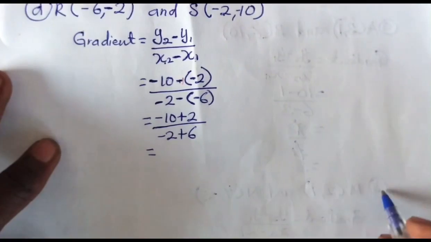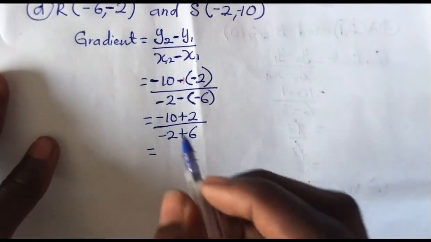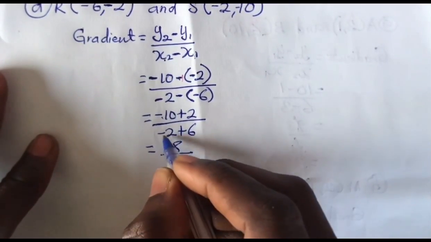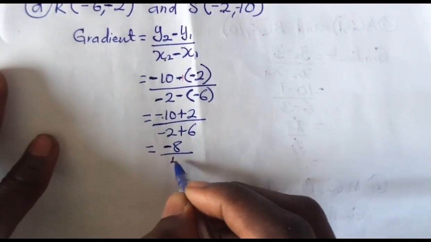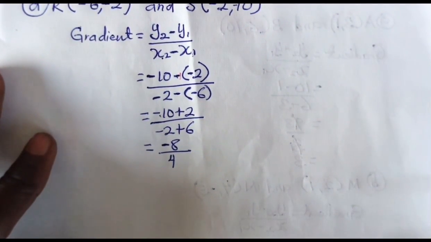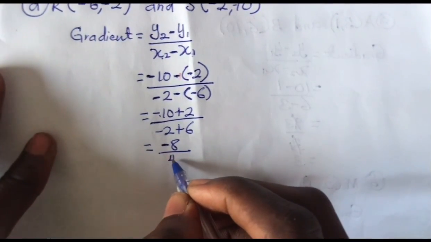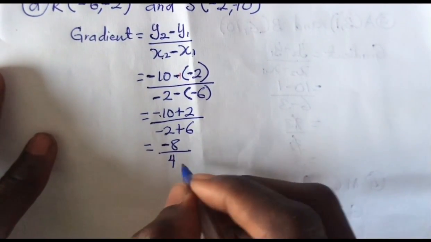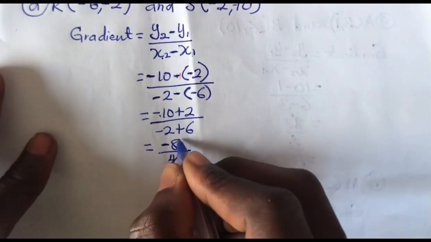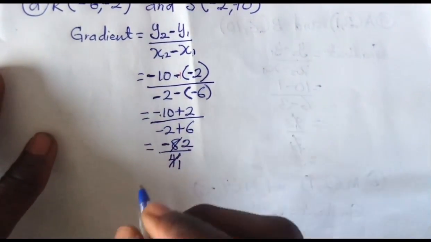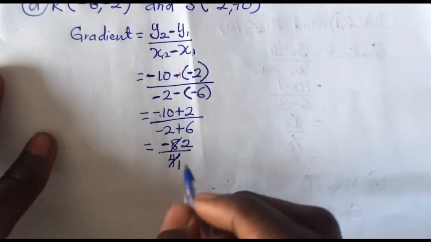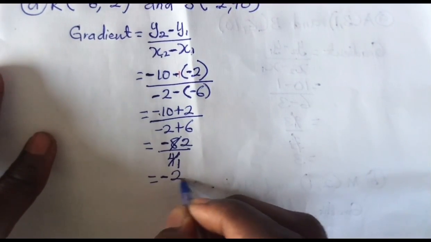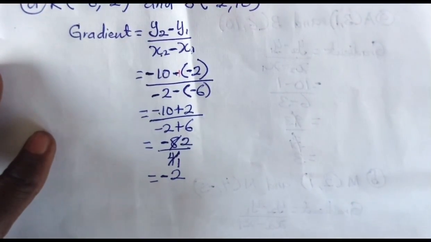Excellent. So what do we have? Negative 10 plus 2 will give us negative 8. Now negative 2 plus 6 will give us positive 4. Are we clear? Great. So is there any common factor between the 4 and the 8 apart from 1? Yes. So 4 will go into itself 1 and it will go into the 8 2 times. Any number divided by 1, we know it's the same number. So our final answer is negative 2. I hope we do understand.